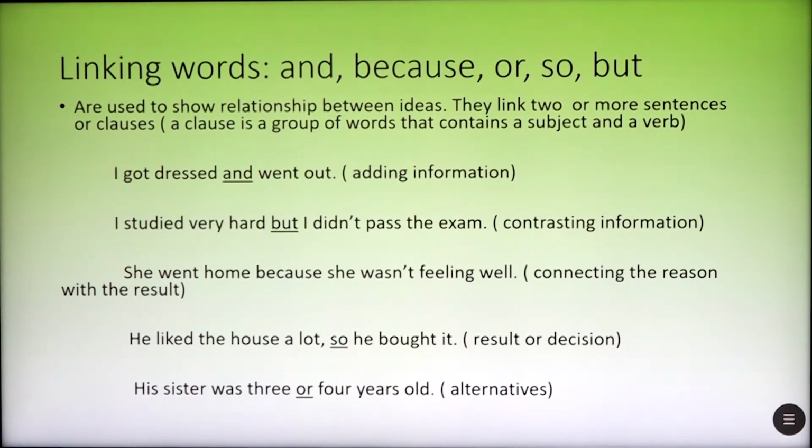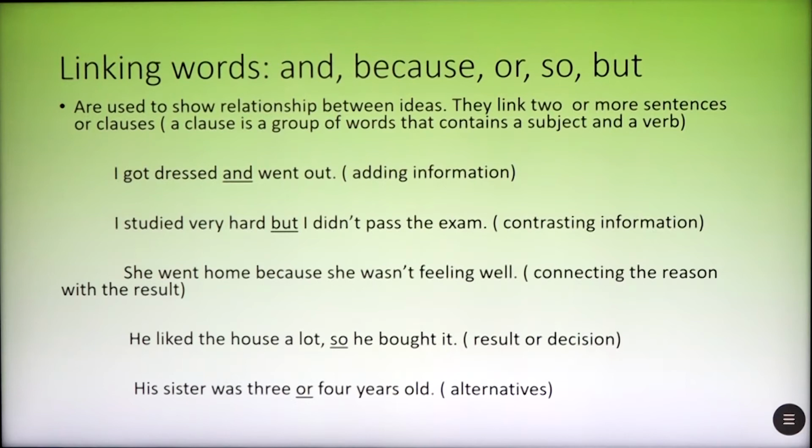Let's go through some examples. The first one, I got dressed and went out. In this case, we have adding information. We link two parts of a sentence and we add information in the last one. I studied very hard, but I didn't pass the exam. In this case, we have contrasting information.